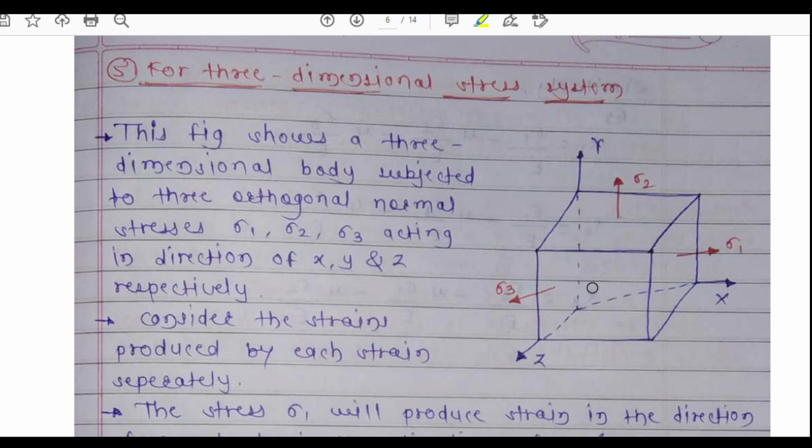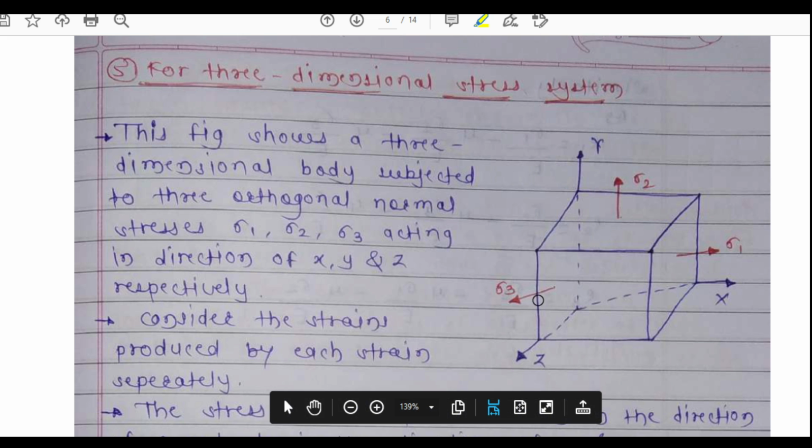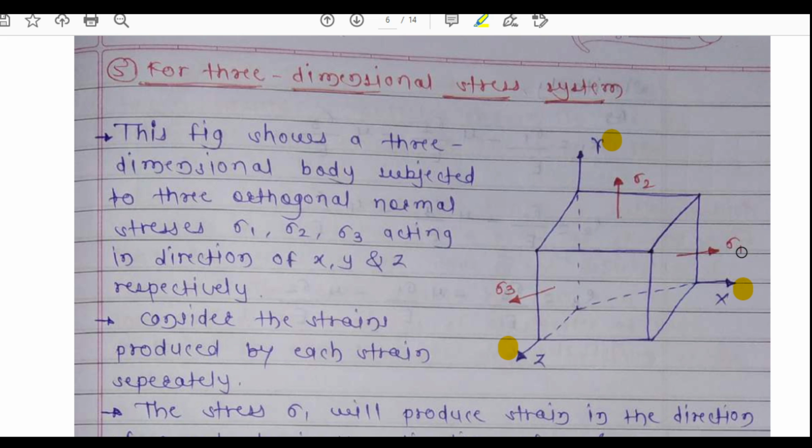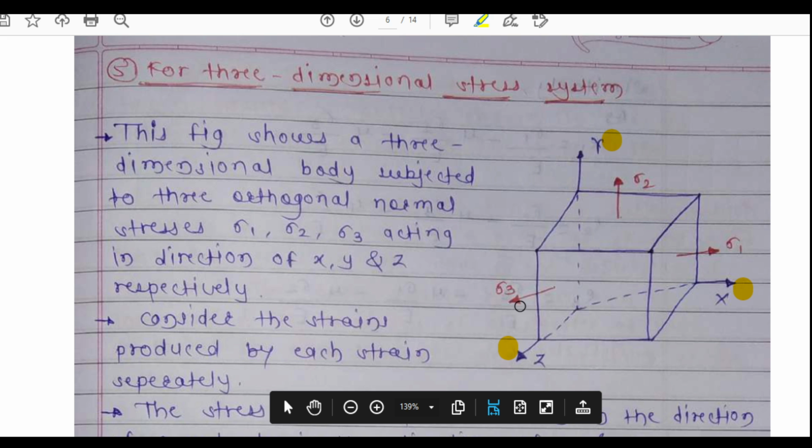Here a body is subjected to three orthogonal normal stresses. This face is the z direction, this is your x direction, and this is your y direction. I'll highlight this. Now in x direction sigma 1 normal stress is acting, in y direction the normal stress sigma 2 is acting, and in z direction the normal stress sigma 3 is acting. These all are tensile in nature.